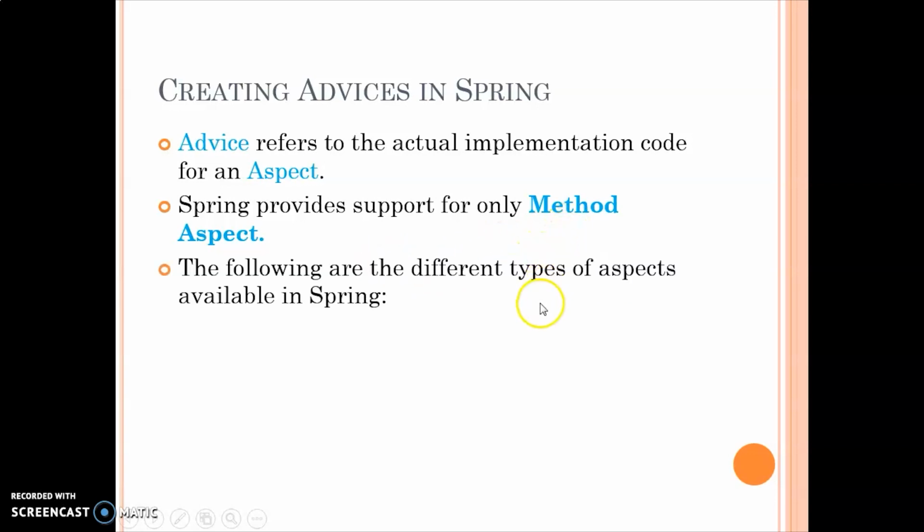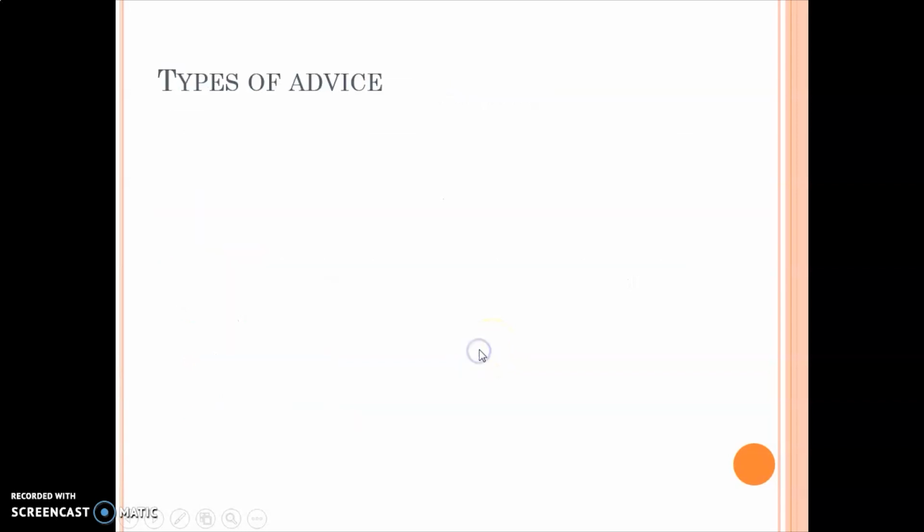Okay. Now, there are different types of advice which are available in Spring. Like we have before advice, which will execute before the business logic. After advice, which will execute after the business logic. Throws advice, which will execute when an exception is thrown. And around advice, which executes both before and after the actual business logic. Okay. So let's get into detail of each of these and understand what they mean and how they can be implemented. So before advice is what we start with.